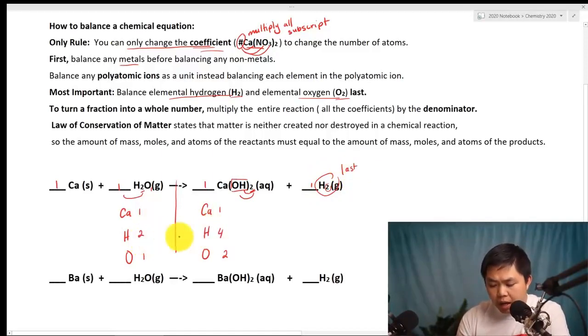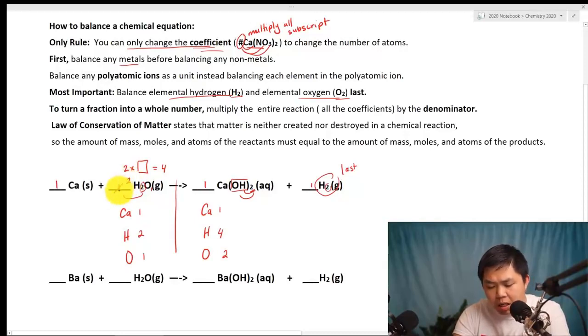And we look at the hydrogen. Here we have 4, and here we have 2. So where do we have hydrogen on this side so that we can change the coefficient to give us 4? Here we have the hydrogen right here, okay? So we're going to ask ourselves, we want a total of 4, isn't it? Because this product side gives us 4. So 2 times what number will give me 4? And that number turned out to be 2.